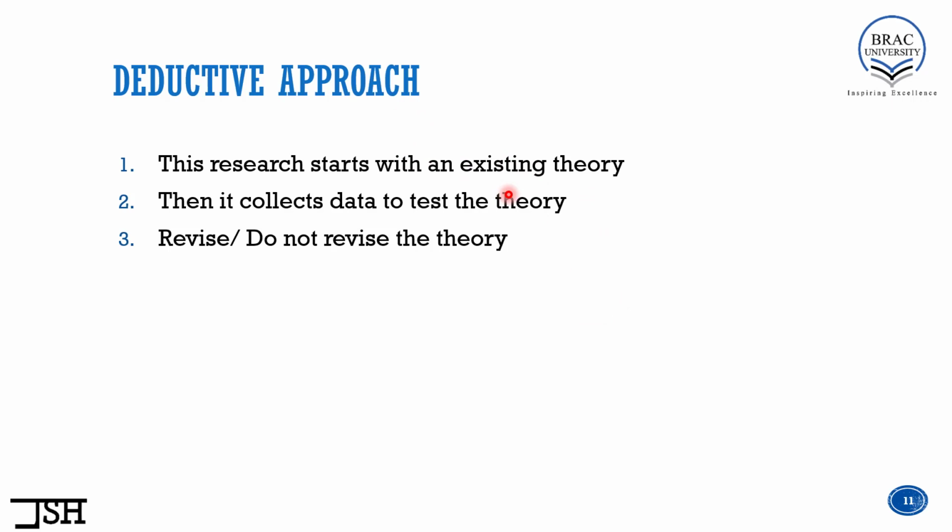In the deductive approach, we start with an existing theory, then we collect data through a survey or any other method to test that theory, to find out whether it is true or false. And finally, once the data collection is done, we have to revise that theory if needed. If the data suggests that the theory is true, then we do not have to revise it. On the other hand, if the data shows that the theory is incorrect, in that case we need to revise it or change that theory. So that is the whole process.